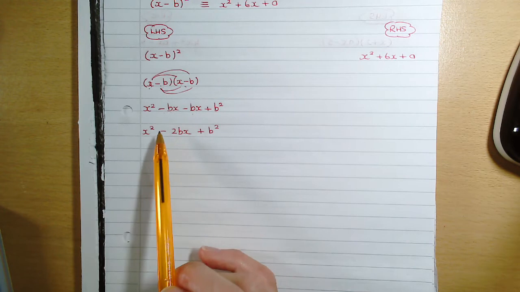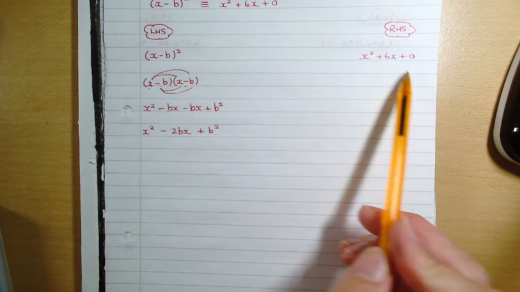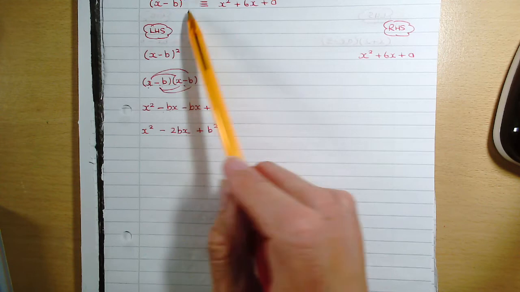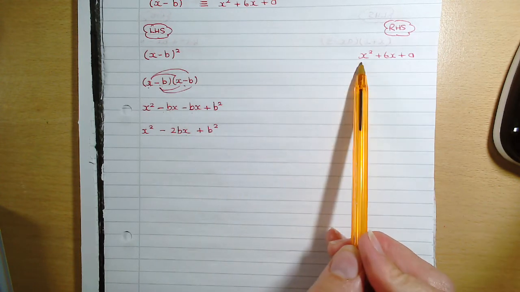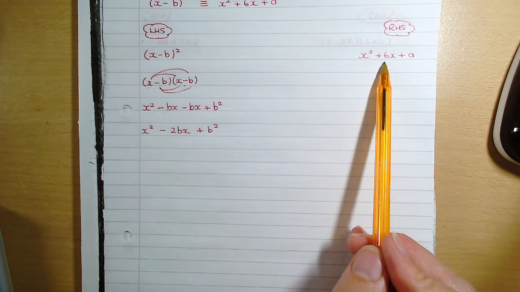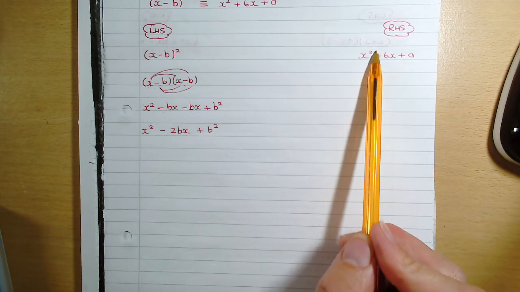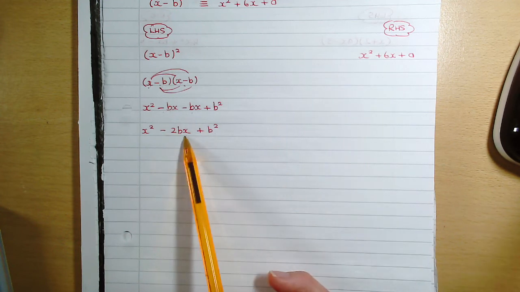So you can see now on the left hand side we have 3 terms, and on the right hand side we have 3 terms. The identity is telling us both sides are the same, so that means the first term in each side has to be the same, which it is. That also means the second term in each side has to be the same. So we've got an x term here on the right hand side, plus 6x. We've got an x term here on the left hand side.